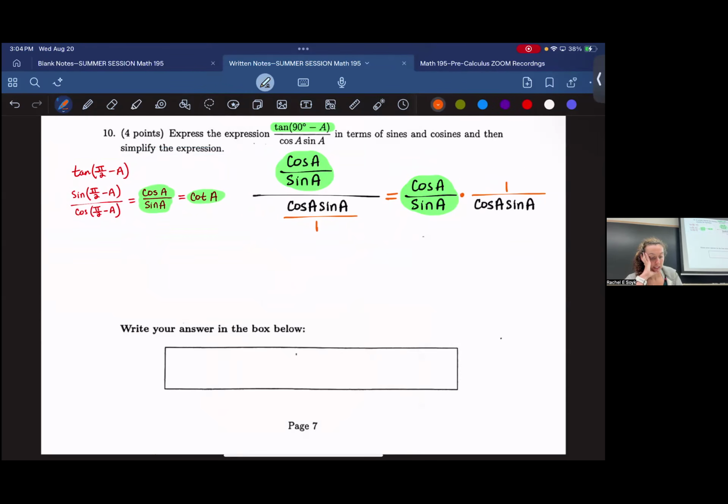So now you can see, multiplying straight across, we have a cosine a in the numerator, and we have a cosine a in the denominator. And then we have 2 sine a's in the denominator, so that can be simplified to 1 over sine squared a, also known as cosecant squared a, which is simplified form. And we're done.